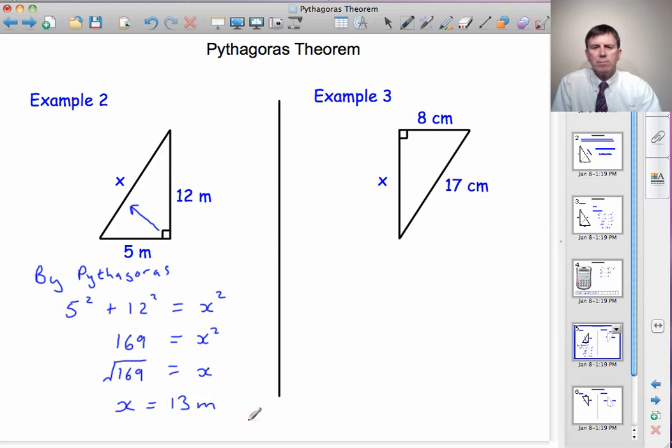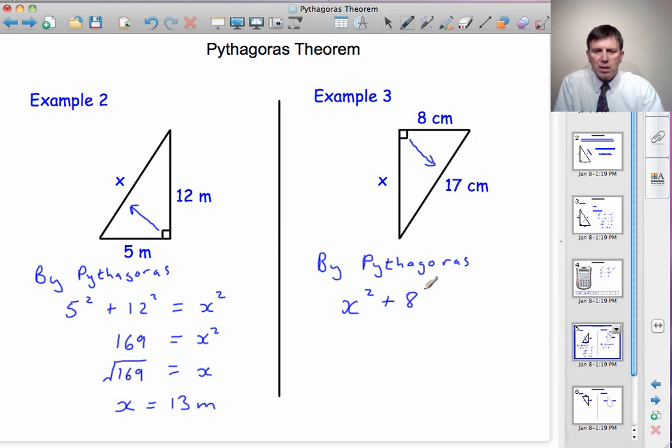Example 3. By Pythagoras, well, what is Pythagoras' theorem for this triangle? First thing to do, make sure we know which side is the hypotenuse. That's the one that goes on its own. So it's x squared plus 8 squared equals 17 squared.